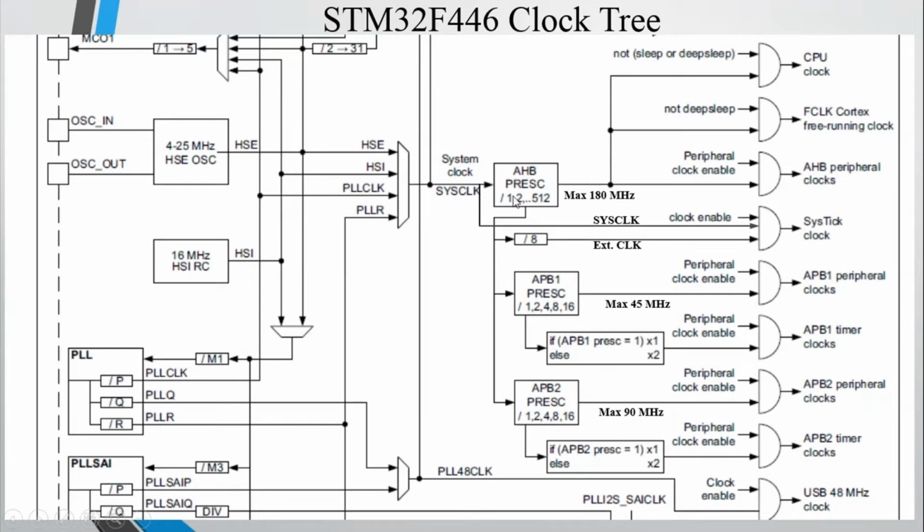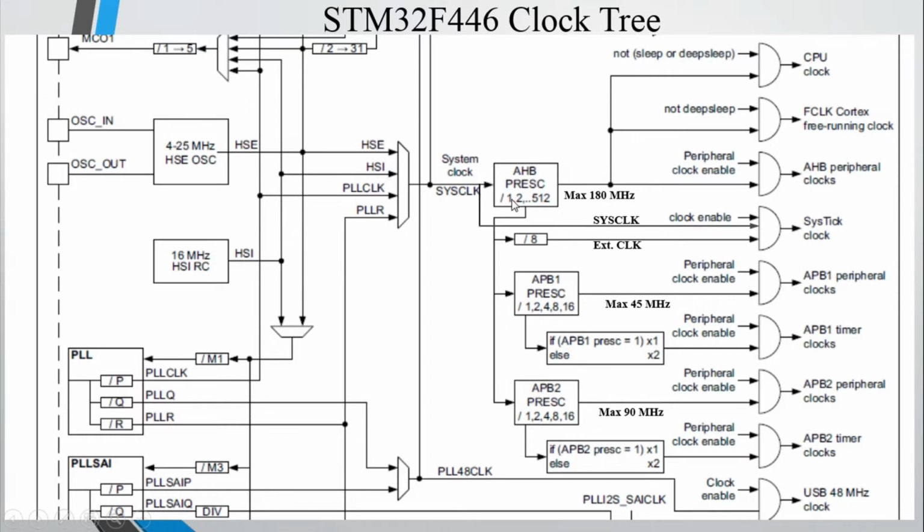What do you mean by prescaler? It is used for dividing the clock, right? If I am telling that my prescaler ratio is 1:1, what does it mean? Whatever clock you are giving here, if the prescaler ratio is 1:1, when one clock is received at the input, it will generate one clock at the output.